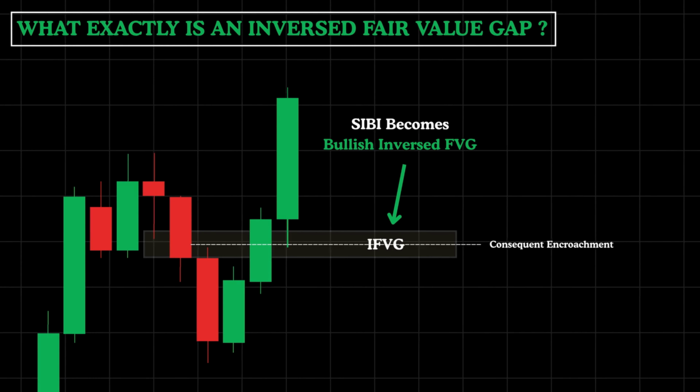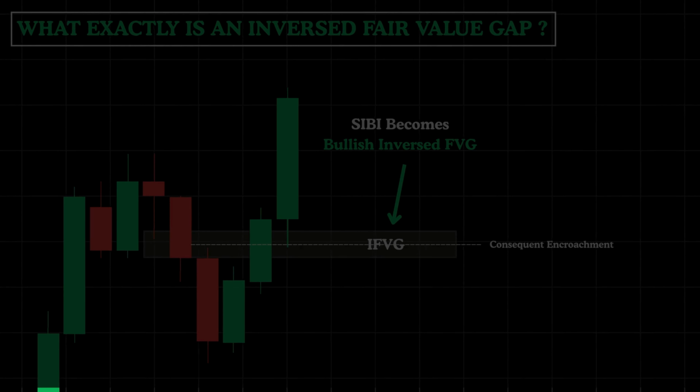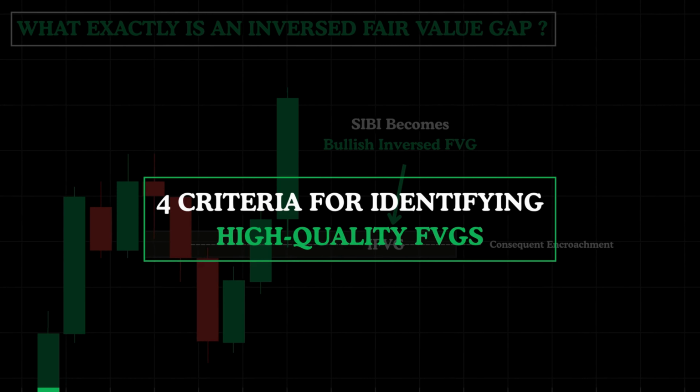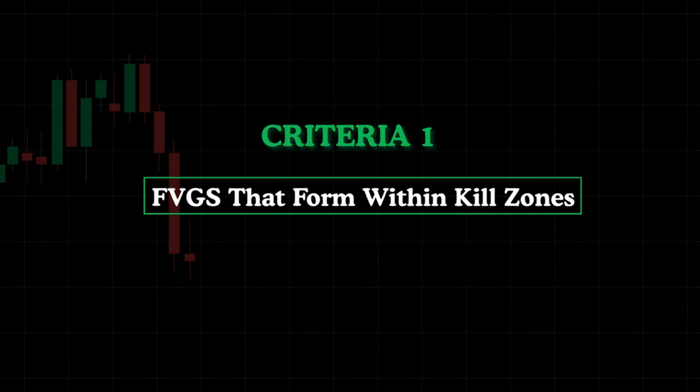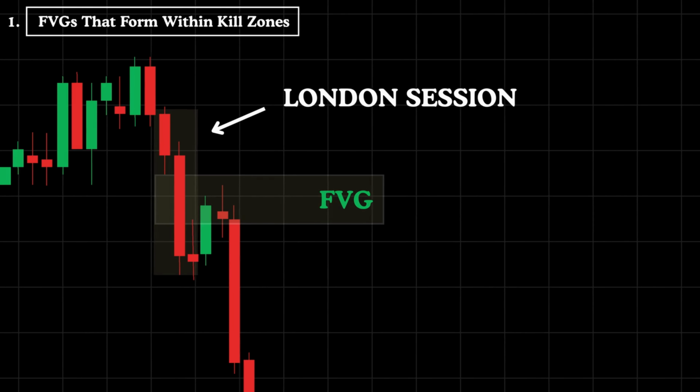As I noted earlier, not all fair value gaps carry the same trade potential. Some setups have a much higher chance of delivering profitable trades. So let's break down the 4 key criteria for spotting high-quality FVGs, the ones with the best odds of success. The first criterion is FVGs that form inside kill zones. Fair value gaps that develop during major trading sessions like the London or New York kill zones generally have a higher probability of playing out well.